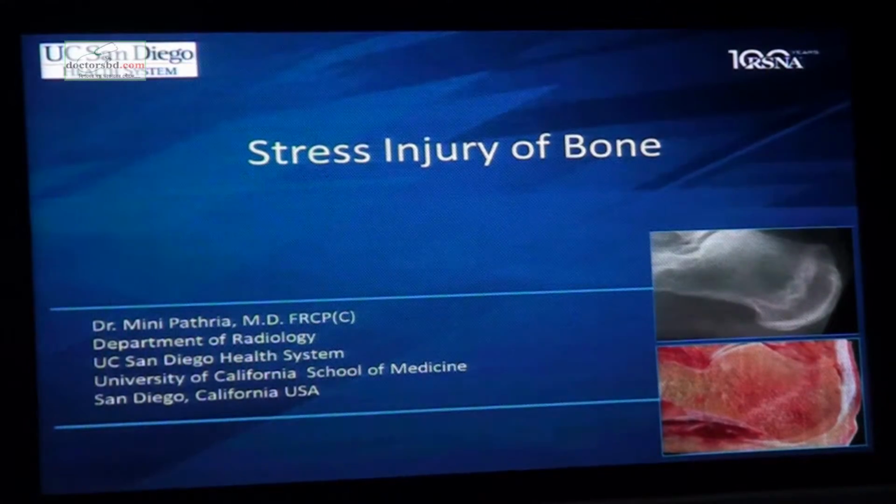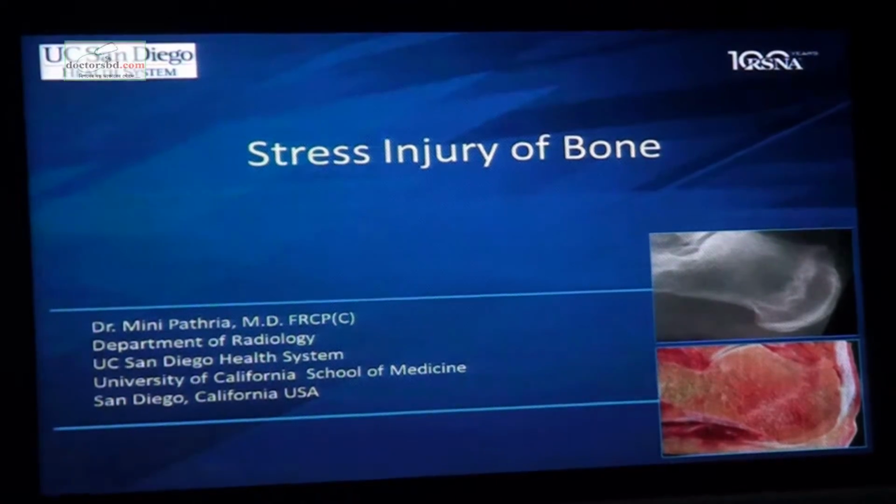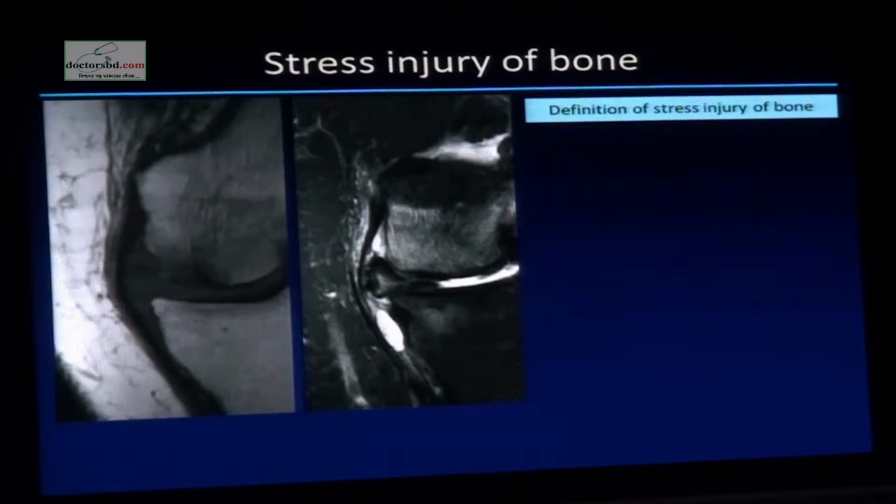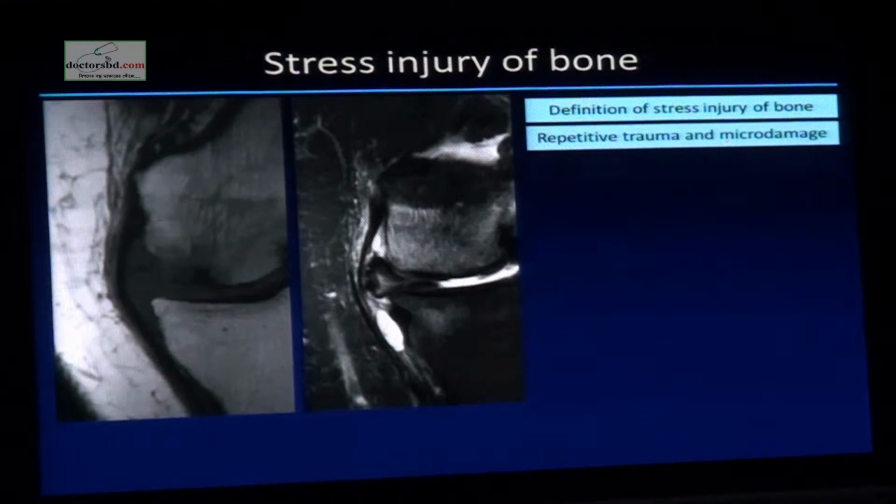in this session with you is stress injury of bone. And we'll talk about the clinical manifestations, imaging manifestations, and also some of the biomechanics that underlie injury of bone in general. Stress injury of bone is a very important disorder, and we're seeing it more and more frequently.